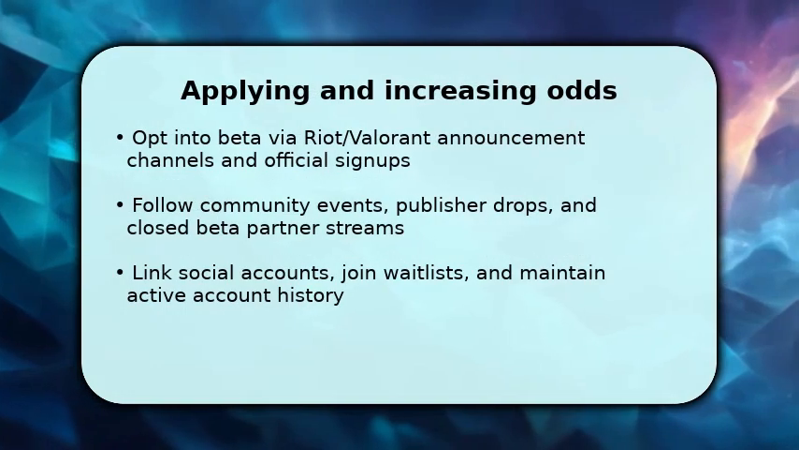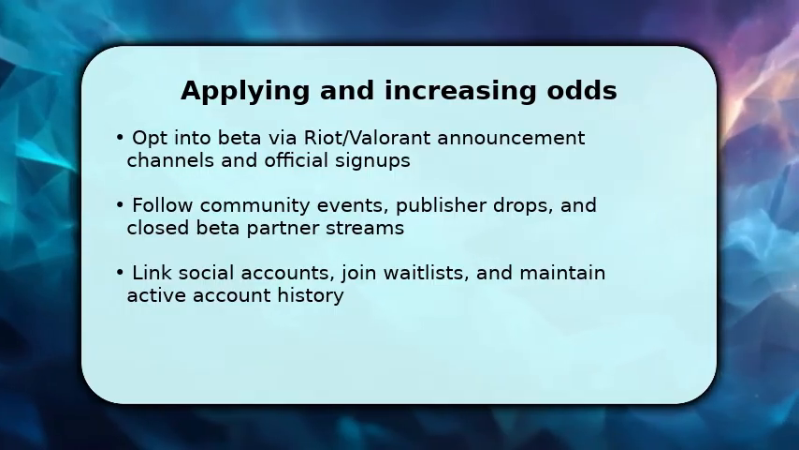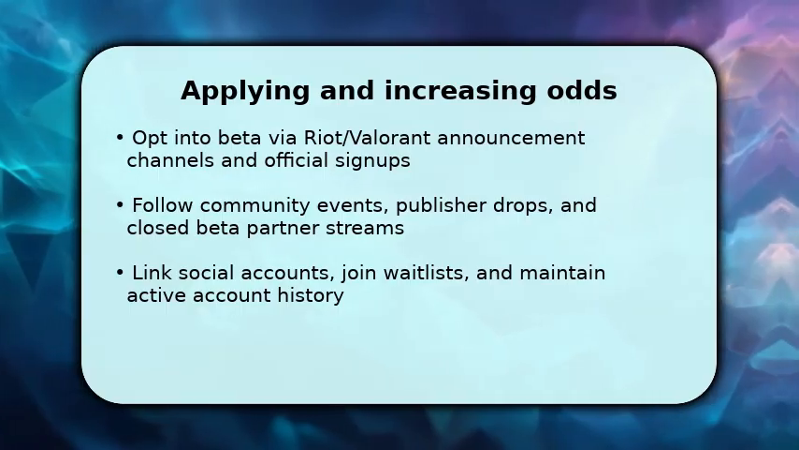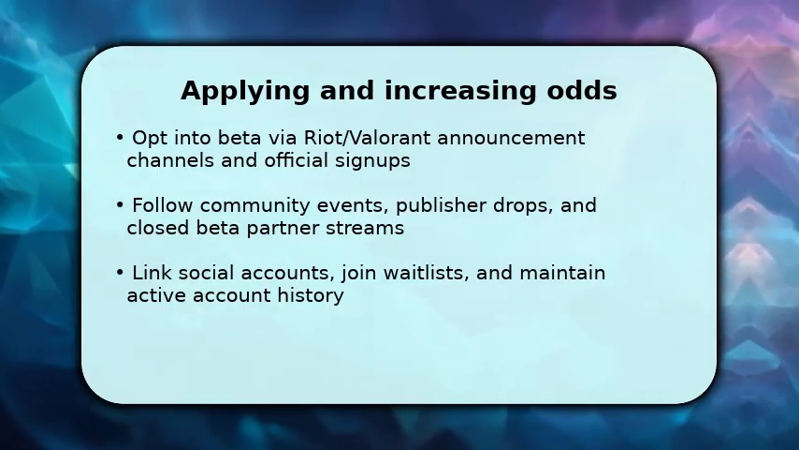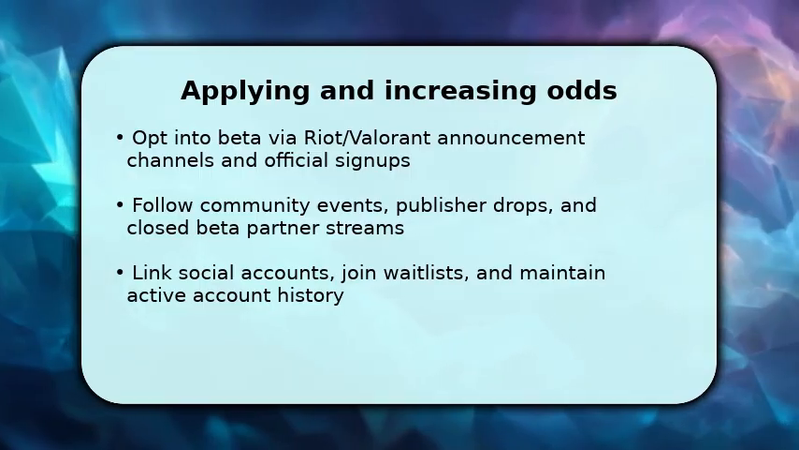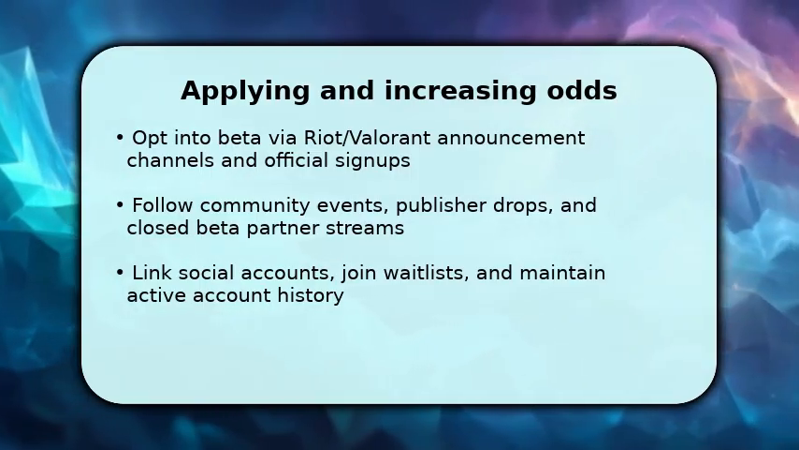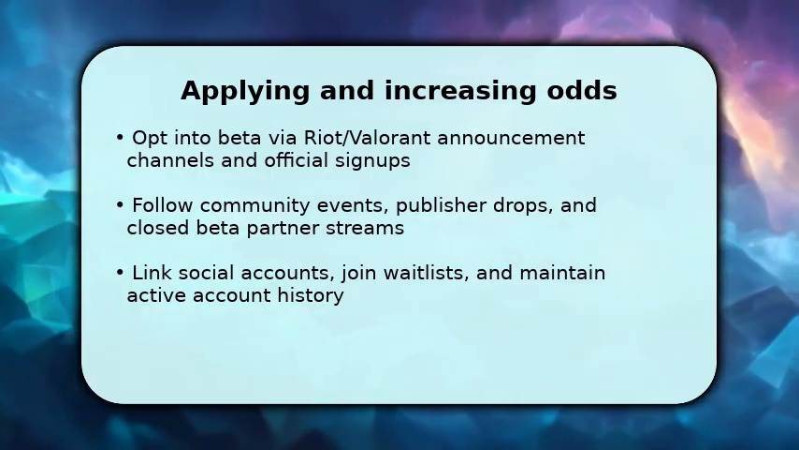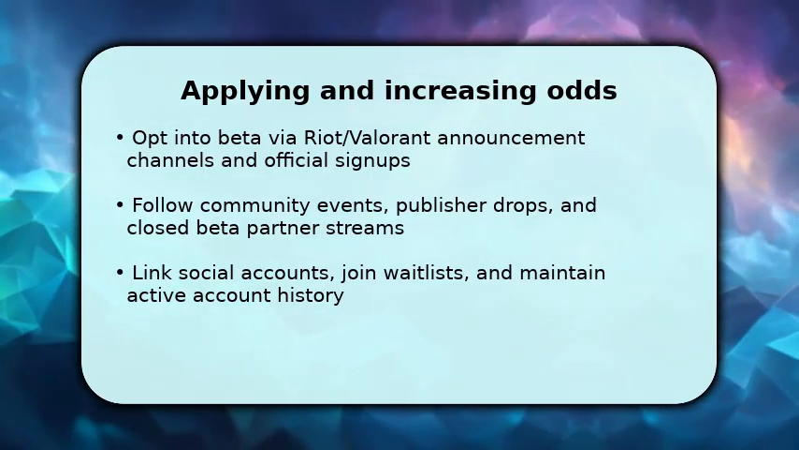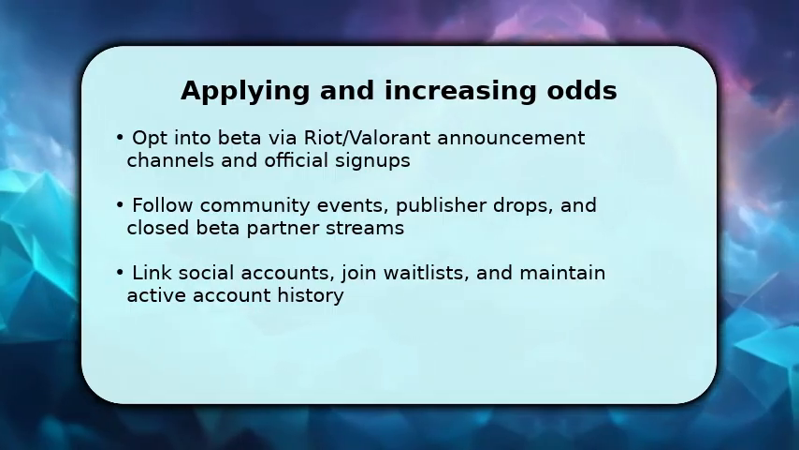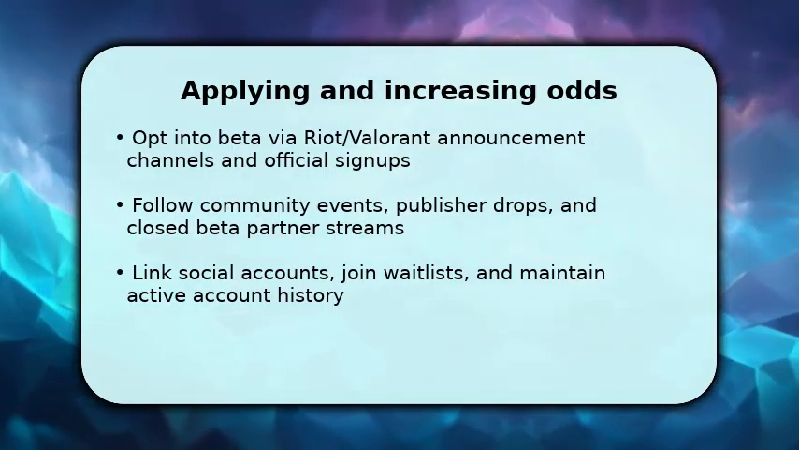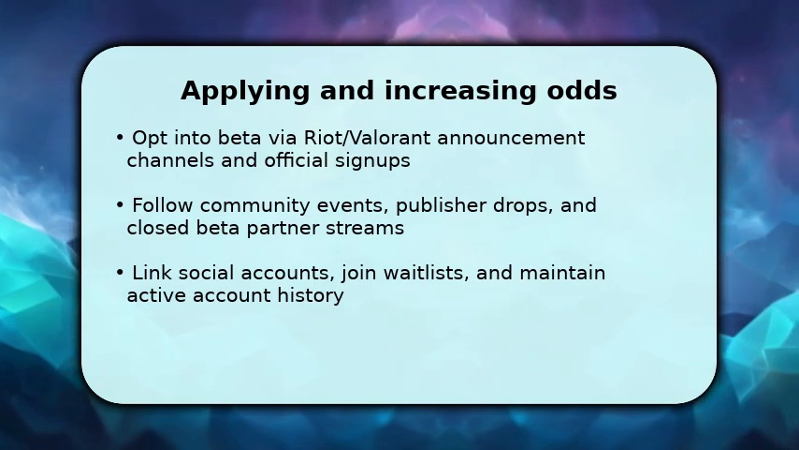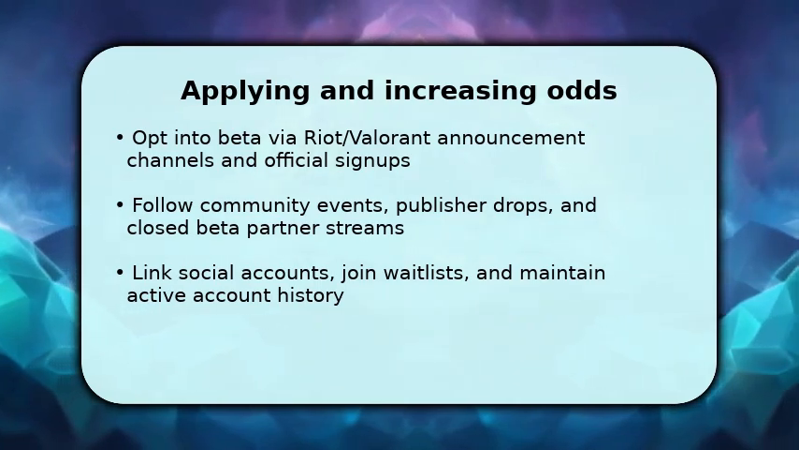You now focus on application channels and improving your selection chances. Opt into every official beta or playtest form posted by Riot, subscribe to announcements, and follow Valorant accounts. Once enrolled, increase visibility by linking social accounts, participating in partner events, and joining community beta drops. These channels often receive invite batches. Make sure your account shows regular activity and adheres to conduct rules so you're not filtered out. Consistency and multiple valid entry points raise your odds.